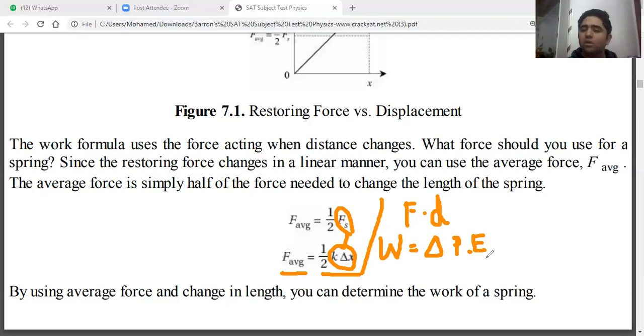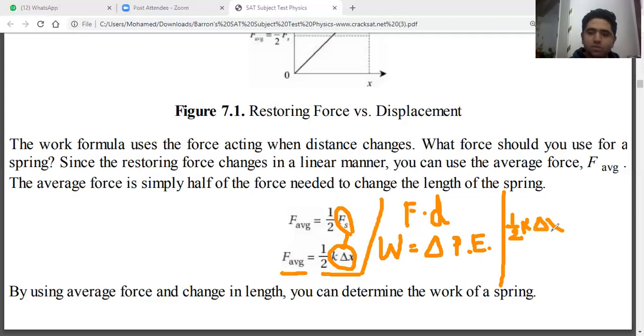But work always is equal to the change in energy. It's equal to the change in potential energy, and it's equal to the change in kinetic energy. So what is work? Work is force times displacement. We know what the force is, right? The force is half k delta x.